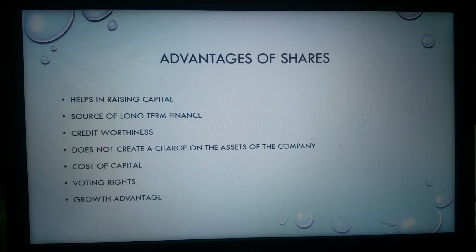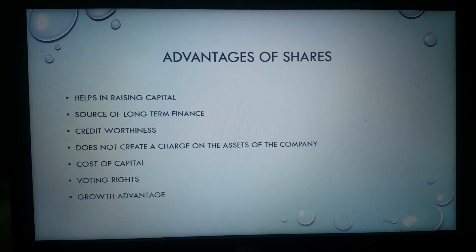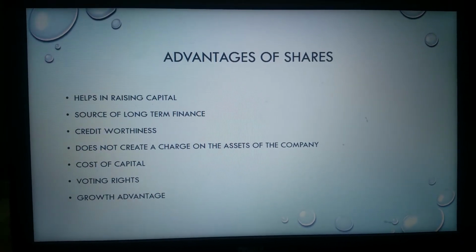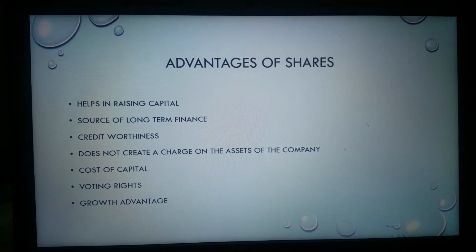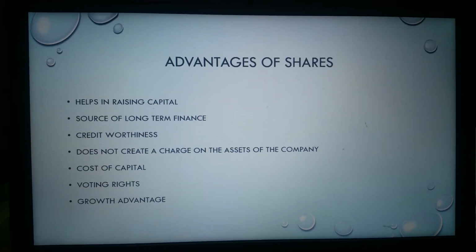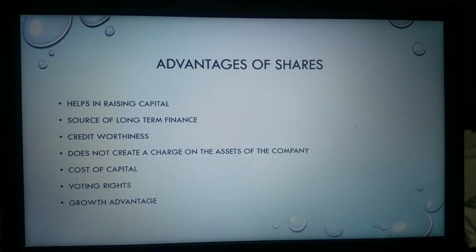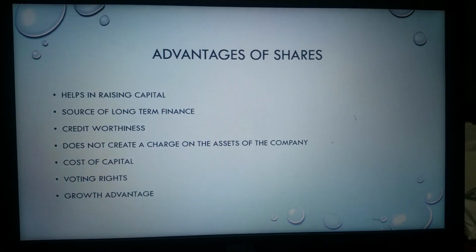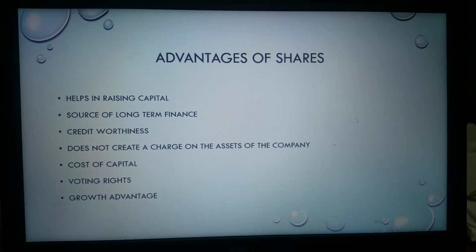Next, it is a source of long-term finance. Generally, shares are not paid back during the lifetime of the company. Except in the case of redeemable preference shares, all the other forms of shares are generally paid only at the time of liquidation or winding up of the company. Therefore, the issue of shares enables a company to procure long-term finance.